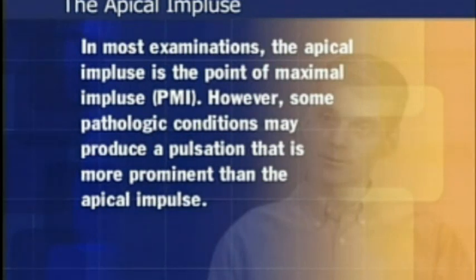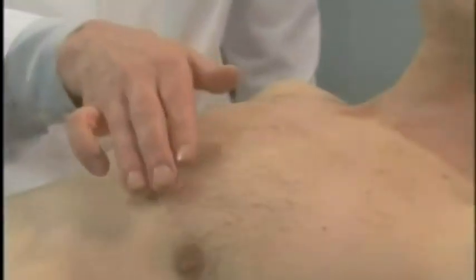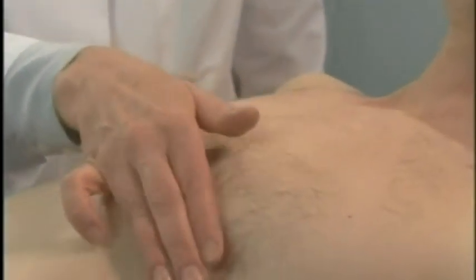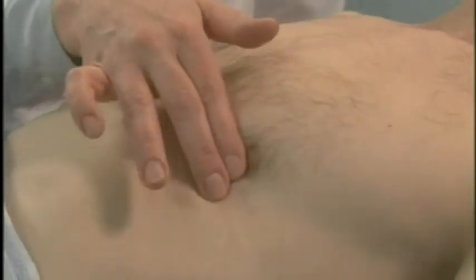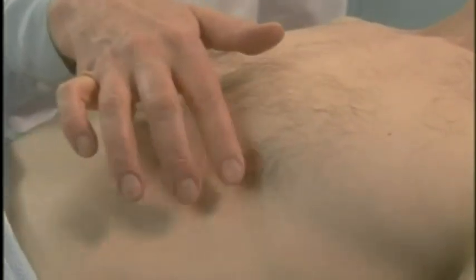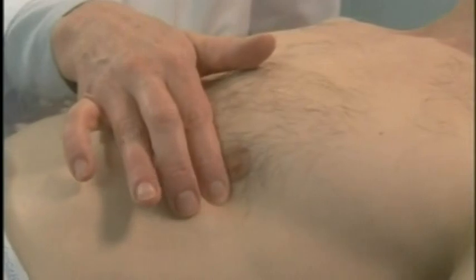However, some pathologic conditions, an enlarged right ventricle for example, may produce a pulsation that is more prominent than the apical impulse. Using the palmar surfaces of several fingers, then for finer assessments, your fingertips followed by one finger alone, palpate to confirm the characteristics of the apical impulse.